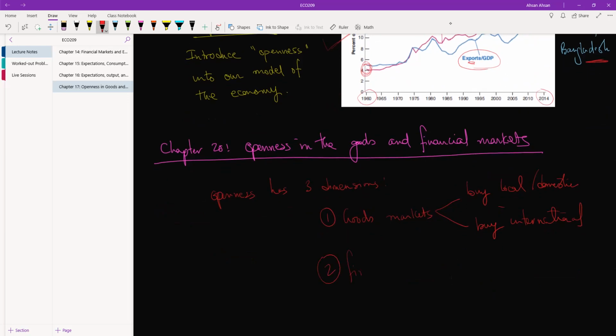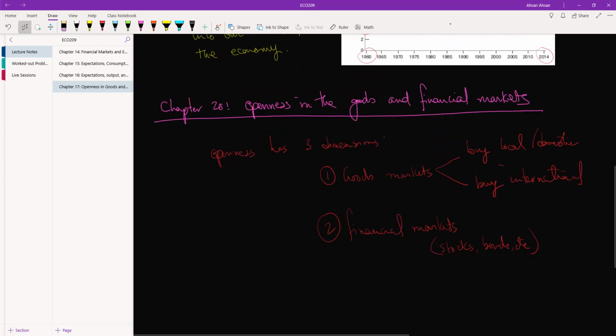The second aspect is, of course, openness in the financial markets. By financial markets, we mean when we're dealing with stocks, bonds, etc. Once again, when we have openness in the financial market, we can hold local bonds or stocks, let's call them financial assets. So we can either hold local financial assets that will be quoted in the local interest rate, or we can hold international financial assets. If I, for example, take some of my money and invest it in the New York Stock Exchange, that's an example of openness in the financial markets. Or the reverse might happen. Someone from, let's say, the USA might invest in Bangladesh, invest in the Dhaka Stock Exchange.